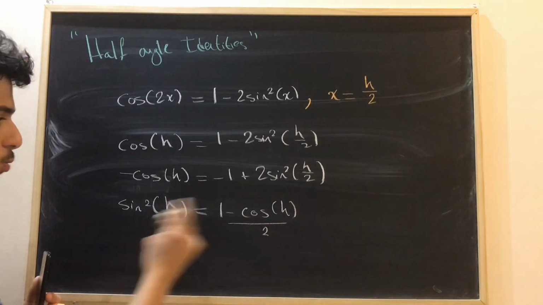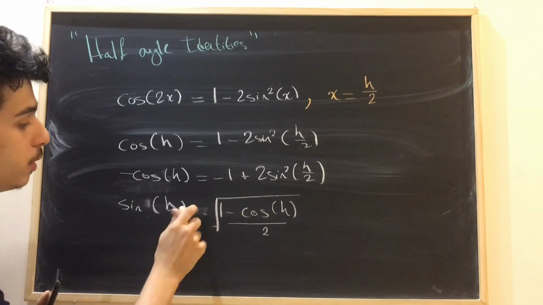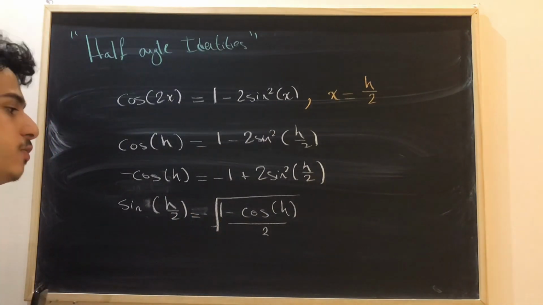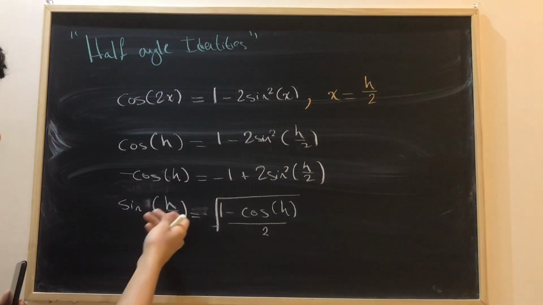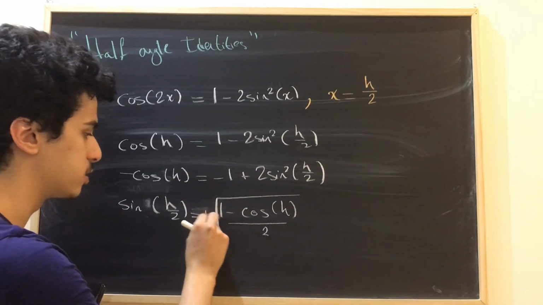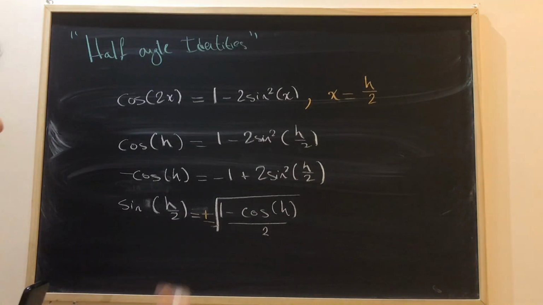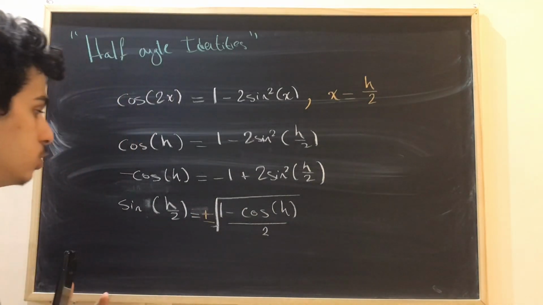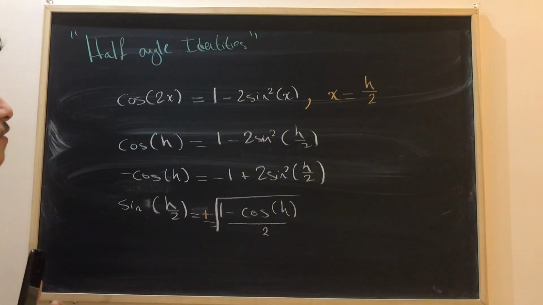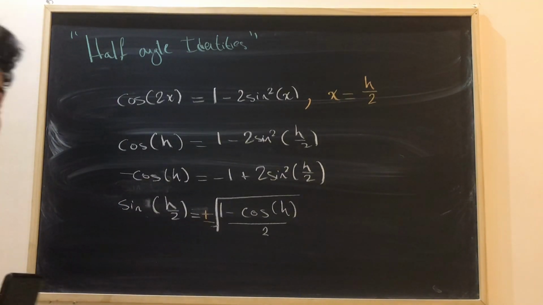To get rid of the square, we must take the square root. And there we go. But don't forget about the positive and negative, since sine of h over 2 could be negative, but the square root only gives you the positive answers. So you must put plus or minus the square root of 1 minus cosine h over 2. And so that's our half angle identity for sine, and the cosine is very, very similar.